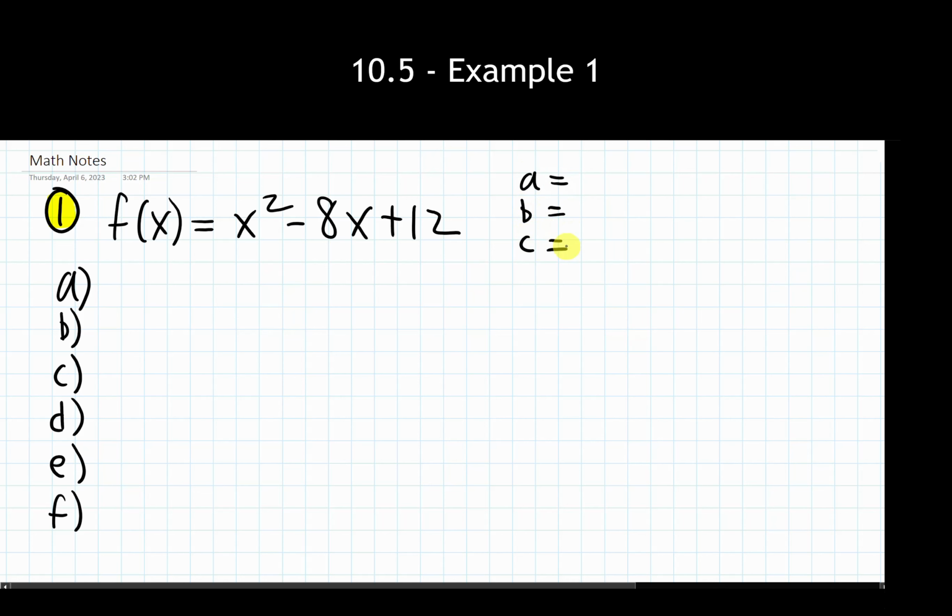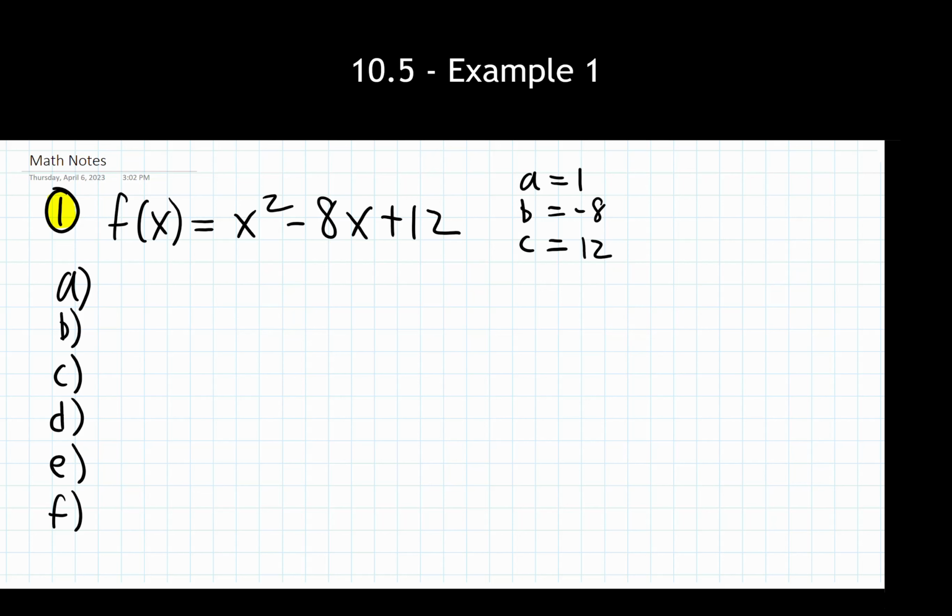So my a value, that's the thing in front of the x squared, that's going to be 1. My b value is going to be negative 8. My c value is going to be 12. Okay, I'm still looking for the orientation of this thing. Is it opening up? Is it opening down? I'm looking to my a value. The note said that if my a value is greater than 0, meaning it's a positive number, that this thing opens upwards. 1 is greater than 0, so therefore my answer for a is this thing has an upward orientation. You can say opens up, upward, depends on what your instructor is asking for, but upward works just fine here.